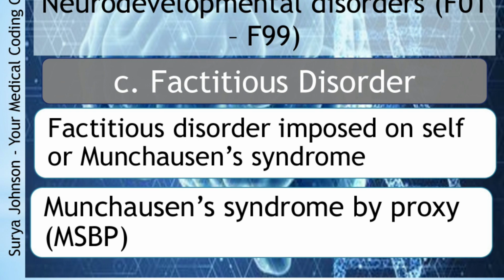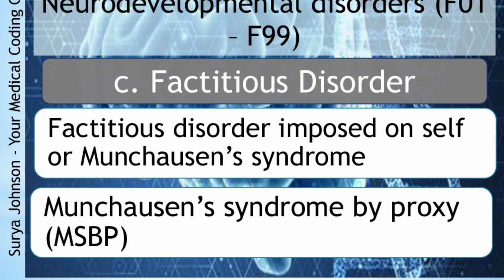It's just that the patient imposes these signs and this syndrome on themselves. It's called factitious disorder imposed on self, or Munchausen syndrome. In this scenario, you will be coding F68.1, factitious disorder imposed on self.